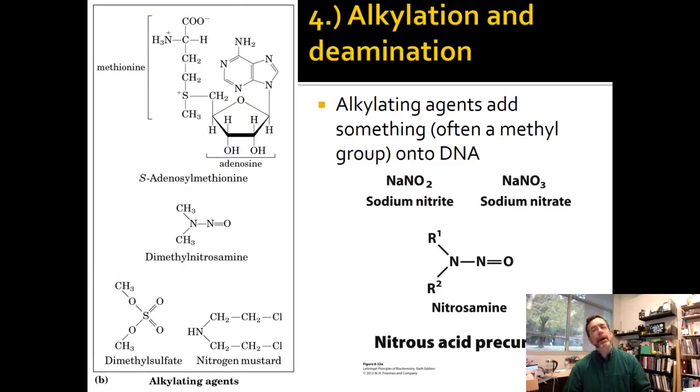So now moving on up from that, those are the specific changes that can happen. You can have more non-specific changes if you have a reactive chemical that forms a covalent bond somewhere with your DNA. You have alkylation that can happen, and you can have deamination that results from this. Basically, alkylating agents will add something onto DNA. In the simplest case, it's a methyl group.